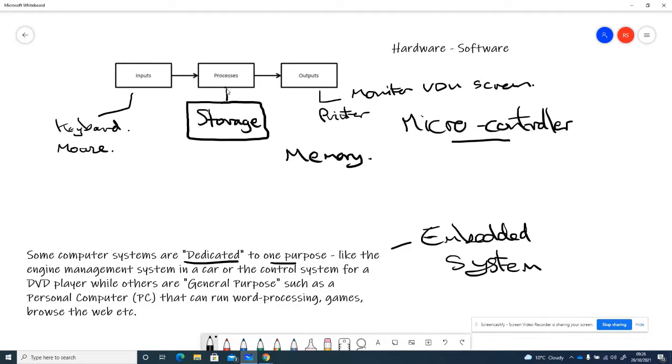Processes: you will have a processor in your computer. We'll come on to thinking about how that processor works in another video. And you're going to have some storage, some memory. You've probably got quite a lot if you've got a general purpose computer in front of you.